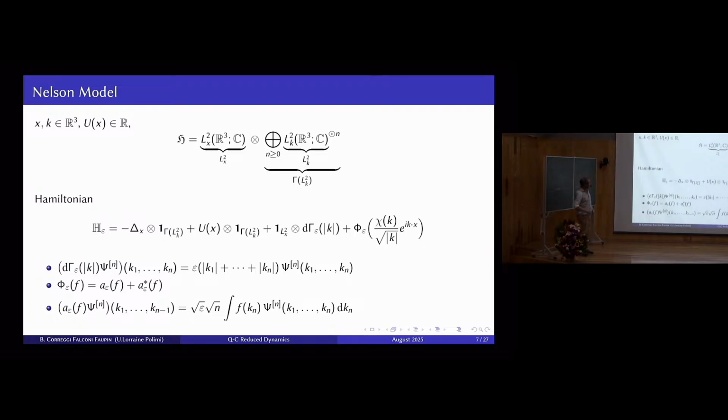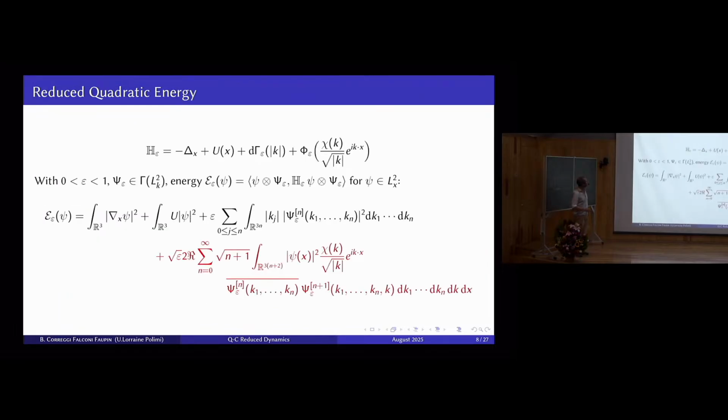This is the full Hamiltonian, but I will actually be interested in some reduced models, something simpler. What I will be interested in is the energy on a class of states which are product states in the sense of tensor products. To simplify, I will be a bit sloppy in the first slides and I will make the assumptions precise later. Let's say psi is in L2 of x, or a subspace of L2 of x. And psi epsilon is in the Fock space, which is the space I introduced in the previous slide, the space describing fields. And you consider the energy of such a product state.